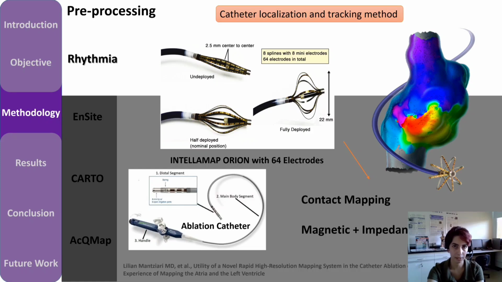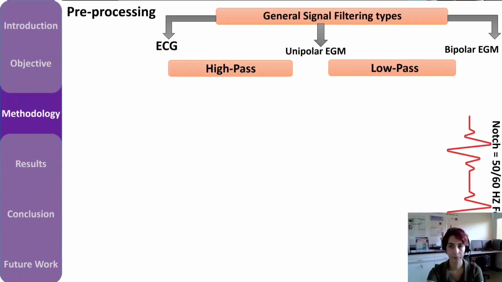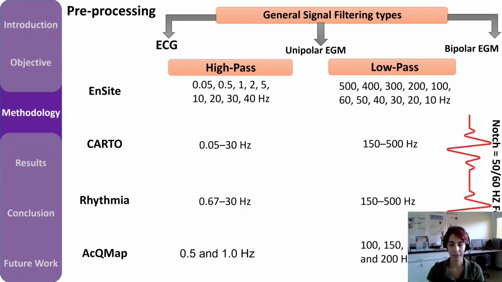It also uses the contact mapping technique, and it works with magnetic and impedance, which is called hybrid technology. In this slide, I'm talking about ACQ map, which has a specific catheter, because the primary method this system uses is non-contact ultrasound mapping. The catheter from this system has 48 ultrasound transducers, and it is able to create the anatomy without contacting the tissue. There are 3 types of filtering for ECG signals, unipolar and bipolar electrograms, for all of the systems.